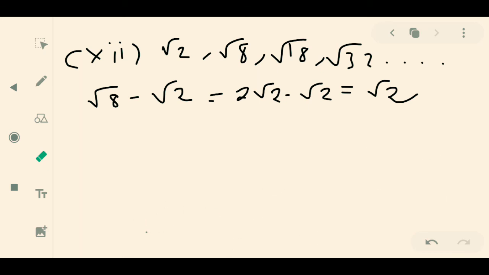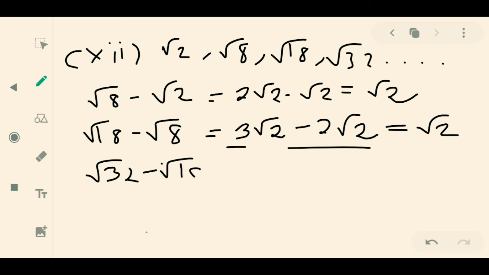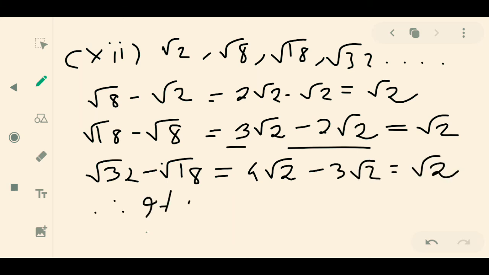Now root 18 minus root 8. If I do prime factorization like before, 18 gives 3 root 2 and 8 gives 2 root 2. So from 3 root 2, 2 root 2 is gone, which means only root 2 is left. Then root 32 minus root 18. Root 32, if you break it, you will get 4 root 2 minus 3 root 2. That means you are getting root 2 only. Therefore it is in AP.